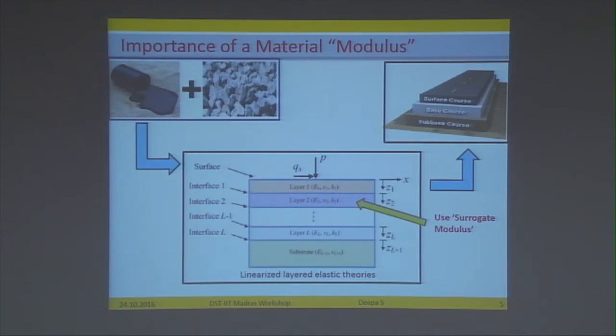Then how will we characterize the frequency dependent nature of a material? For that we use some surrogate modulus or some substitute modulus which we use in place of elastic modulus. The most commonly used surrogate modulus are flexural modulus, dynamic modulus and resilient modulus, all of which we are going to discuss further.